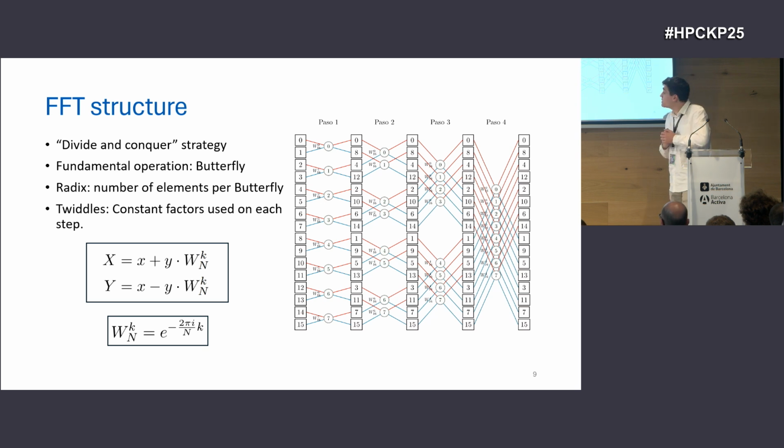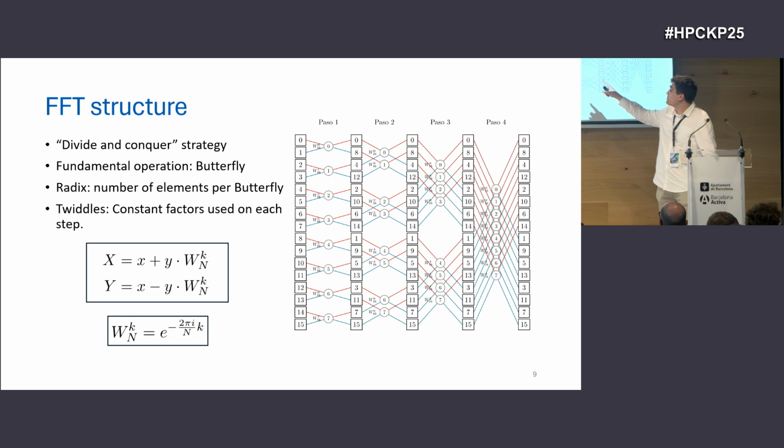If we take a closer look at the structure, we have a divide and conquer strategy where the fundamental operation is called a butterfly. This butterfly takes several input elements of a discrete signal and performs a calculation, returning the same number of elements as output. This number of elements is actually called the radix. So in this example on the right, we are using radix 2 for simplicity, but we could use radix 4 or radix 8, depending on our requirements and how we need to optimize the algorithm.